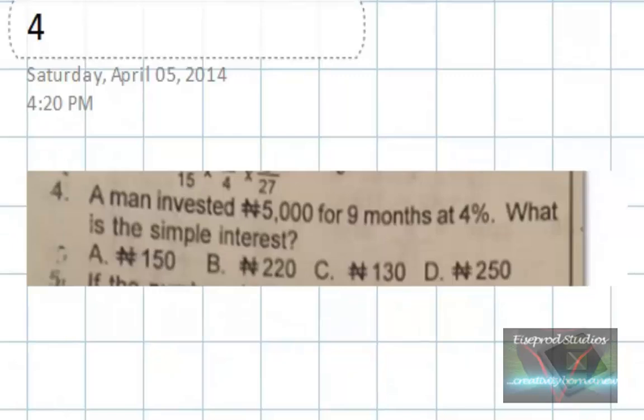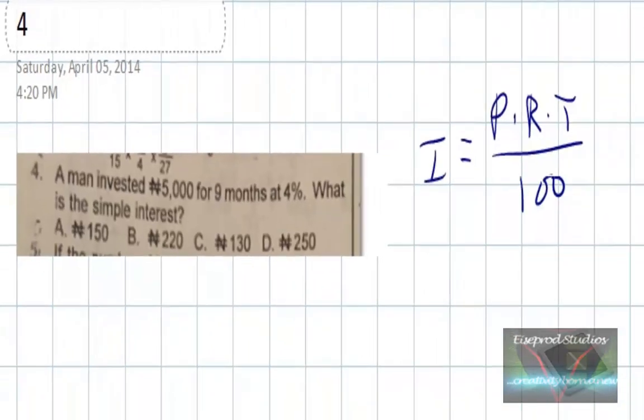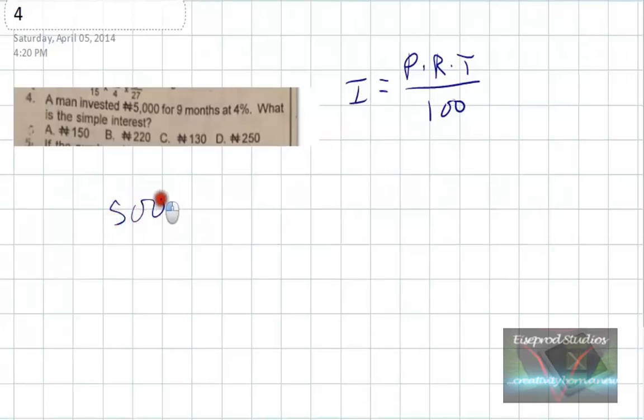Question 4 says, a man invested 5,000 for 9 months at 4%. What is the simple interest? So using this equation where interest equals principal times rate times time over 100, we just plug in the numbers that they give us. So the principal is going to be 5,000. The rate is going to be 4%. This is where the over 100 comes in. So instead of writing 4%, I would do 4 out of 100 times the time, which would be 9 out of 12 months.